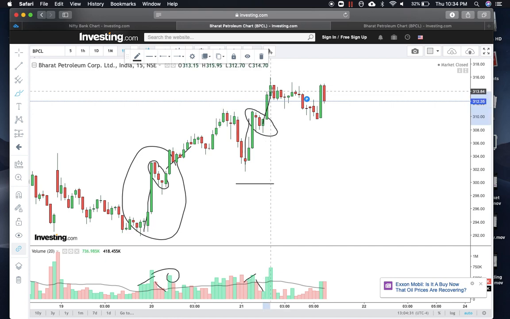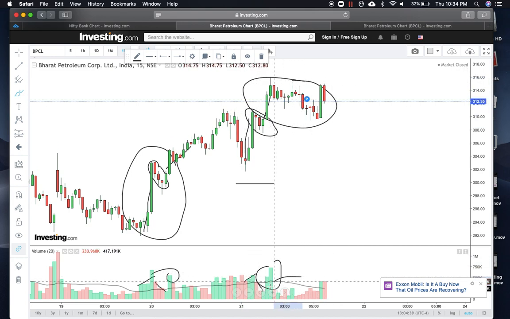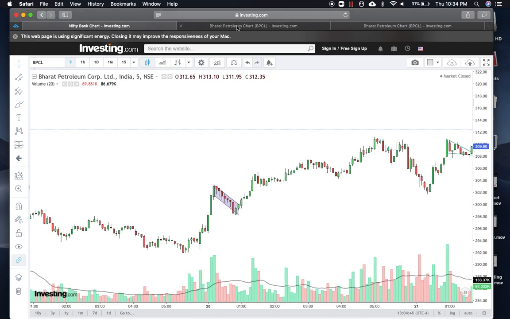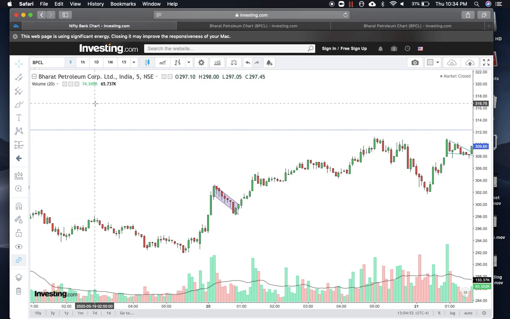And we again saw a big breakout followed by an increase in volume, and this was a very good time to trade. And during this consolidation, again, there was no volume at all. So I will be staying out of the markets during periods when there is no volume. And finally, these were the BPCL charts of 15 minutes. I want to look at the BPCL charts of 5 minutes.